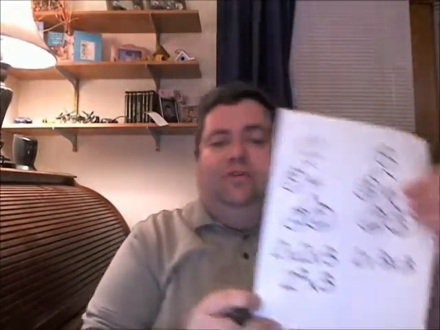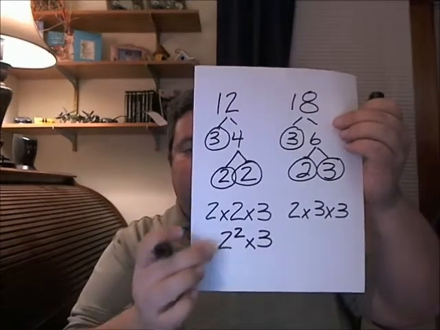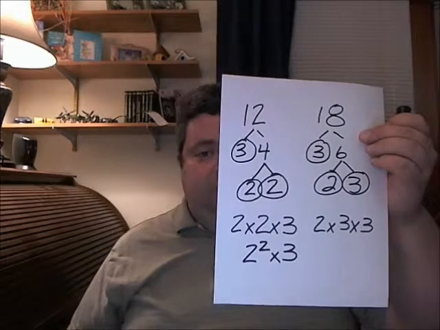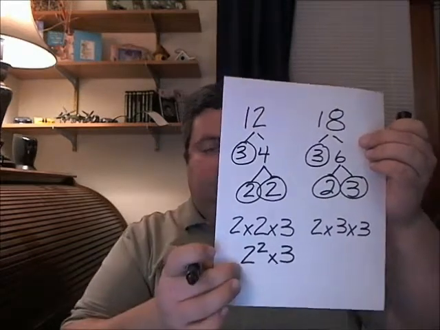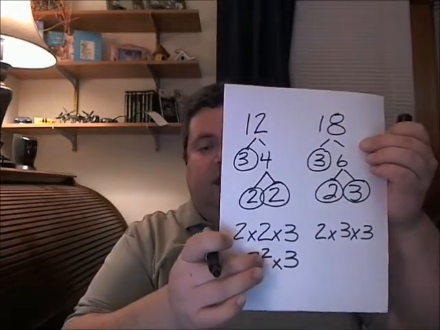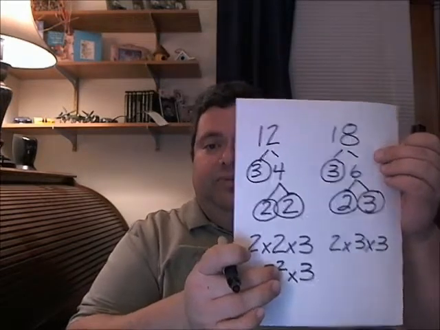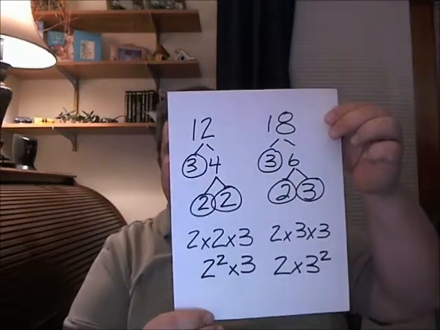So for your 12, it should now look like this. 2 to the second power, meaning I'm multiplying 2 times 2. I'm multiplying the number 2, the base number, by itself as many times as the exponent tells me, in this case, 2. For the 18, I have 1 2, but I have 2 3's. So I'll write 2 times 3 to the second power. And it should look like this.